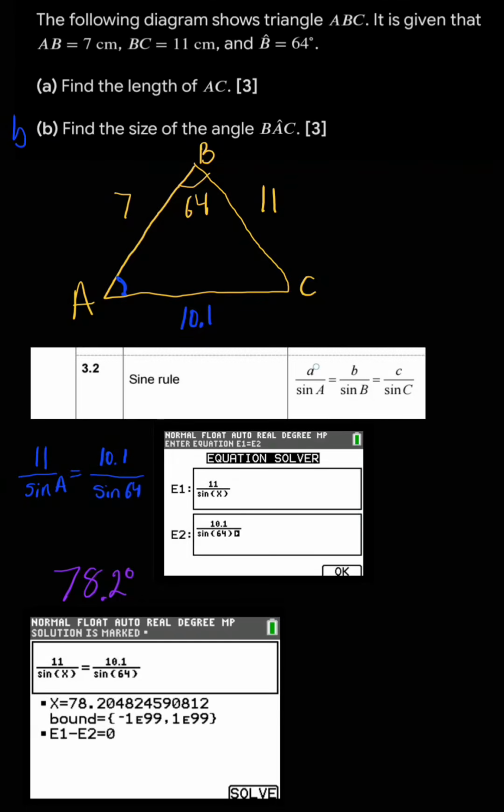So the side, 11, divided by the angle across from it, sine of A. So 11 divided by the sine of A, we're solving for A, is equal to, we have to use a side and angle that we know. We have side 10.1 for B, and angle across from it is 64, so sine of 64. So 10.1 divided by the sine of 64, use numeric solver, and I found out that the angle of A is 78.2. So 78.2 degrees rounded to three significant figures.